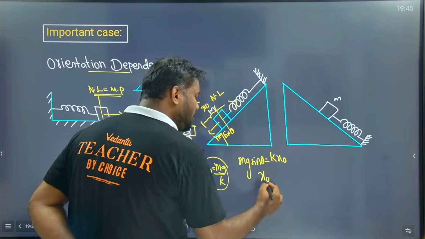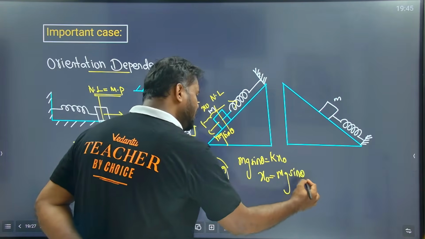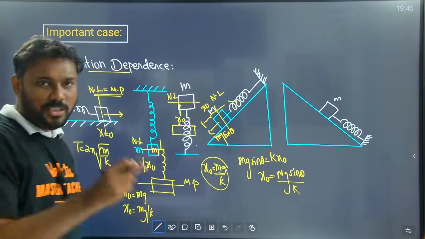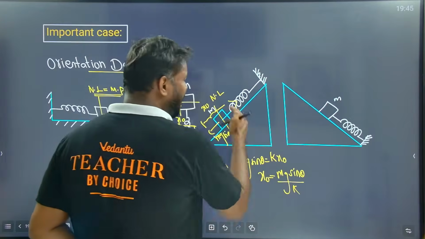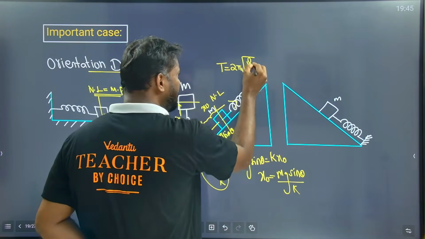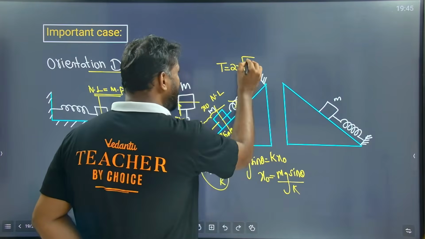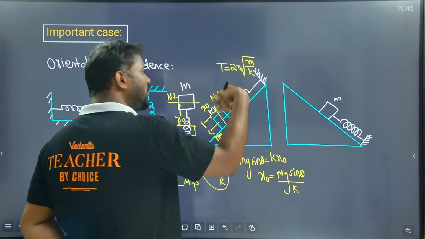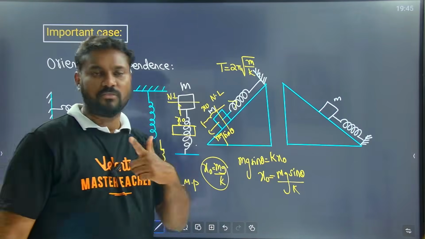What can we say is the value of x0? It is mg sin theta divided by k. This is the extension because of the weight. So all of this will cancel. Here, T is equal to 2 pi root under m by k, because it is not a pendulum, it is m by k. So it is independent of acceleration due to gravity. This is very important. Independent of weight of the object.